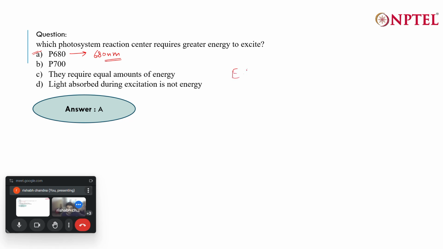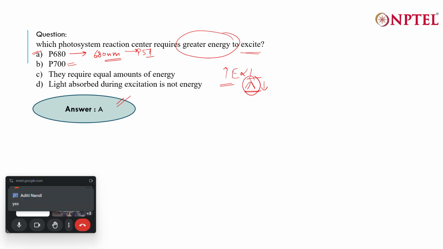And energy is inversely proportional to wavelength. Every time you remember this. Whenever the wavelength is less, that means energy is high. So this P680, that means PS2, actually requires greater energy to excite rather than PS1. So the correct answer is option A. Is the explanation clear? So let's move on to the next question.